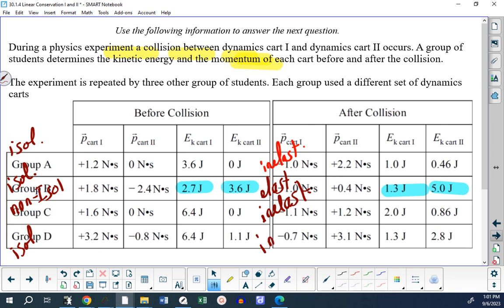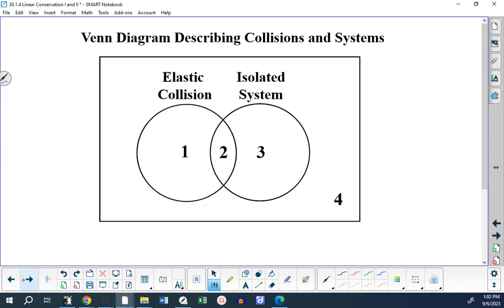So now, and I'm just the messenger here, I'm telling you, this is what you might see on a diploma exam. We go through all of that because I, as a teacher, want to know if you can tell me, did group A observe an elastic or inelastic collision, and in which system did the collision occur? And I want to be able to ask you this about all 4 groups in a numerical response question. And I do that by using a Venn diagram.